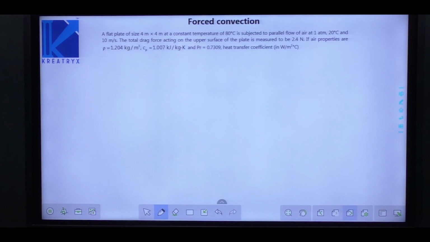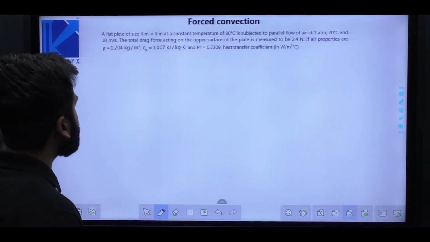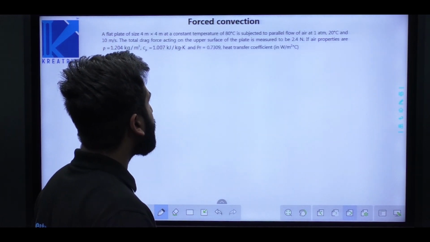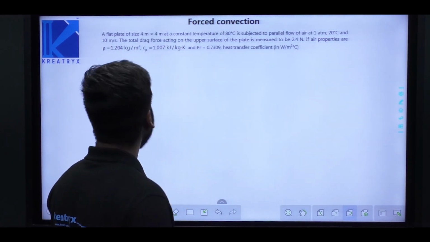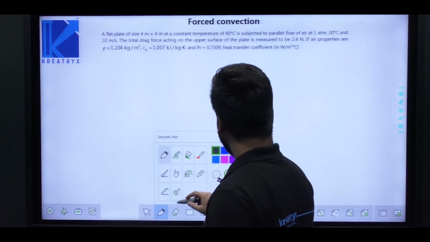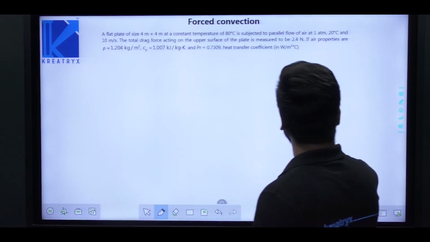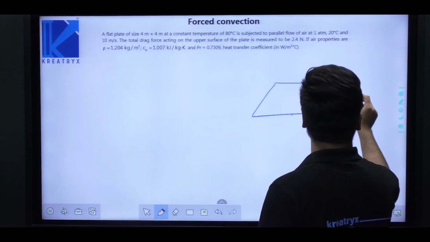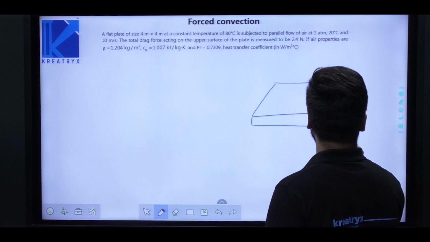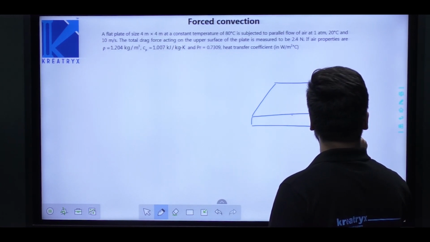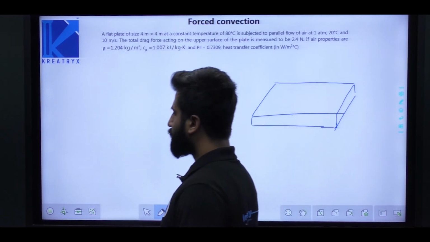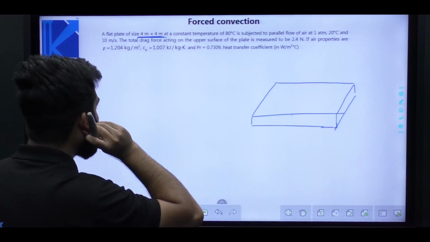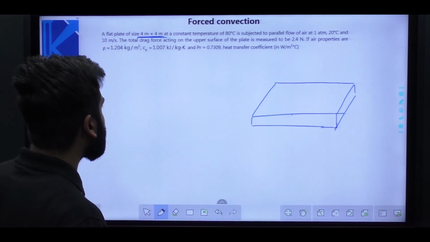A flat plate of size 4 meter cross 4 meter at a constant temperature of 80 degrees Celsius is subjected to parallel flow of air at 1 atm, 20 degrees Celsius and 10 meter per second. Okay. So let's draw a rough schematic diagram. This is the plate, 4 cross 4, at a constant temperature of 80 degrees Celsius.